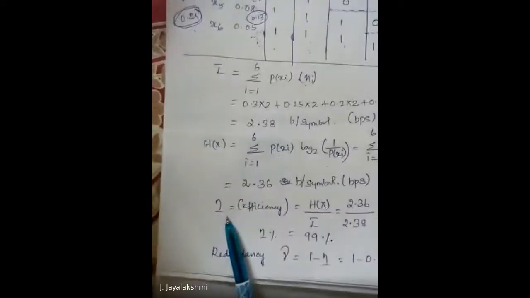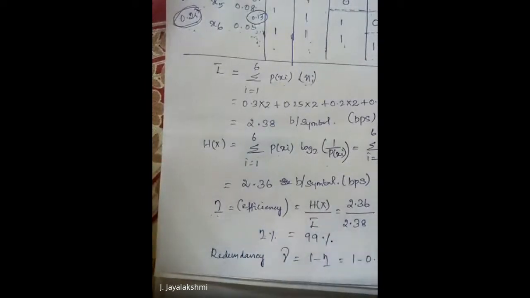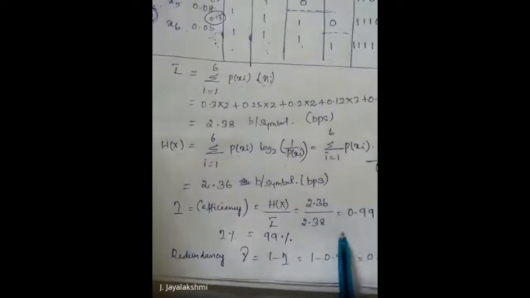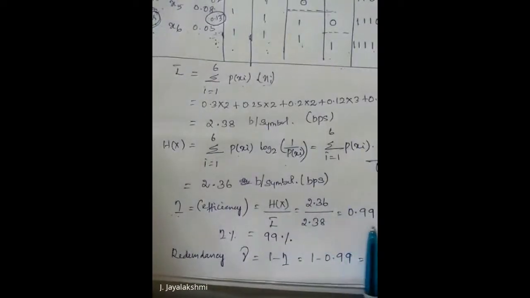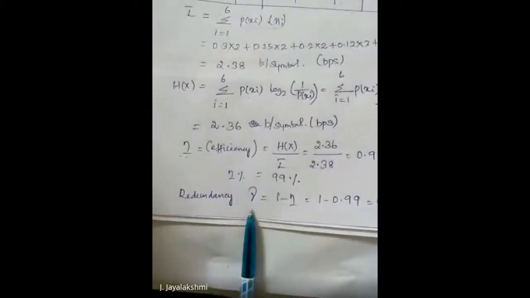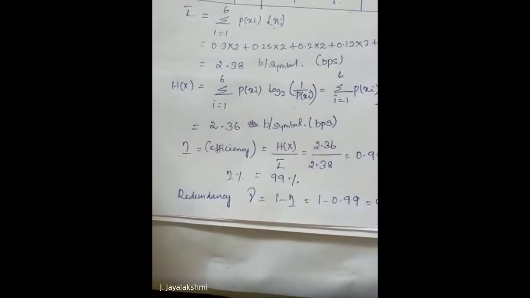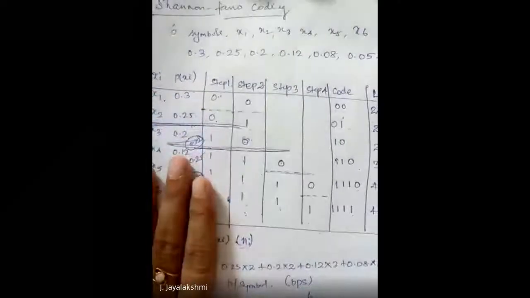Then to find the efficiency, it is H(X) divided by L bar, which is 2.36 divided by 2.38. So it comes around 0.99. In terms of percentage, multiply with 100, so it will be 99%. And to find the redundancy, gamma is 1 minus the eta value. Just subtract this and you will get the redundancy of the Shannon-Fano coding for these 6 symbols with this set of probabilities.